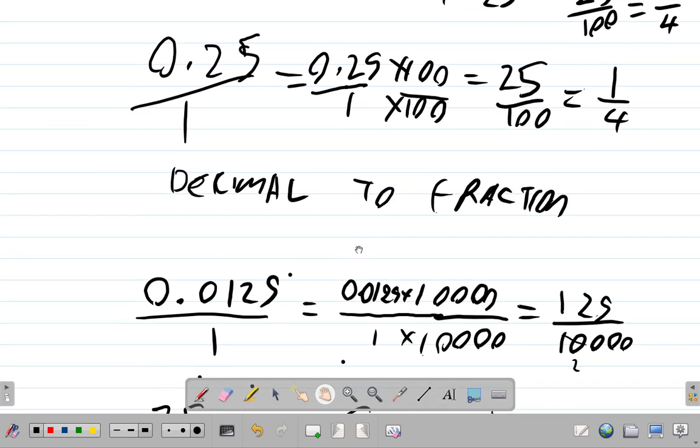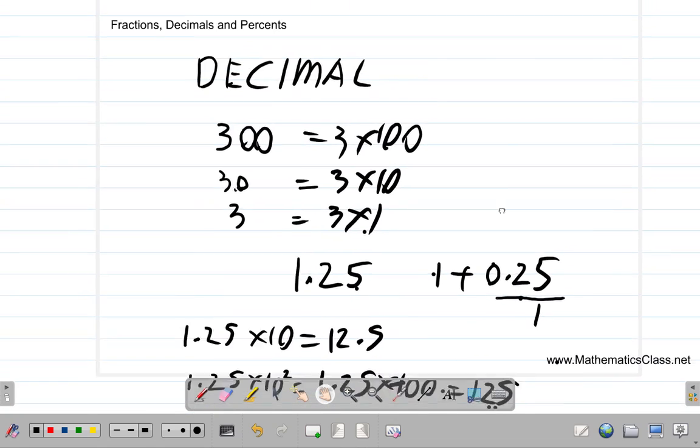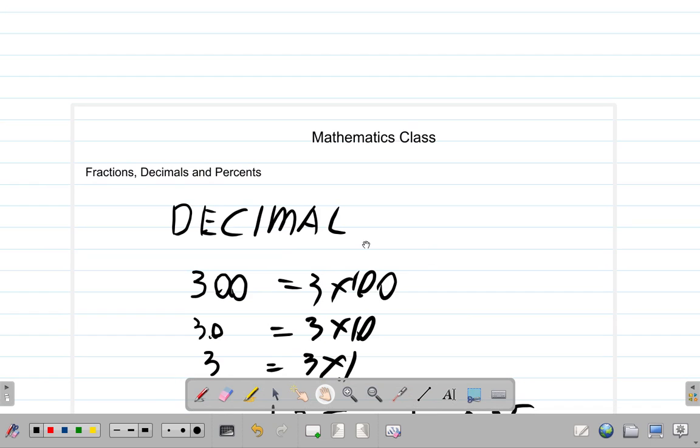So, as usual, you take the number, put it over 1, multiply the number in the numerator by 10 or 100 or 1,000 or 10,000 or some odd power of 10, as in this case. Now, here, it's a decimal turned into a fraction.